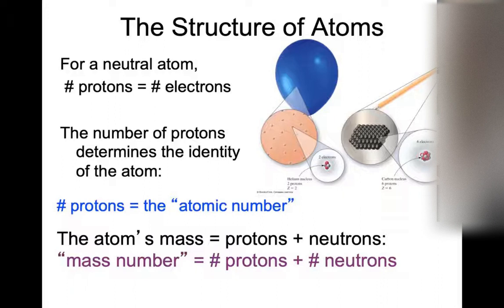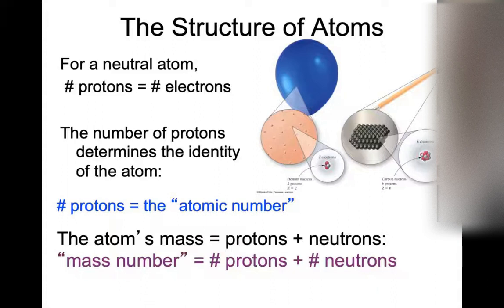And on the periodic table, we see that the atomic number increases just 1, 2, 3, 4, 5, 6, 7, 8, 9, 10. So the atomic number increases by 1. That corresponds to the number of protons in the nucleus. It's the number of protons in the nucleus that tells us which atom it is. It creates the identity of that atom.